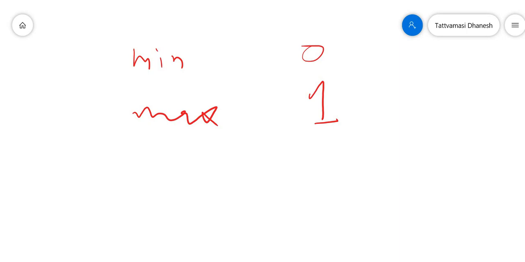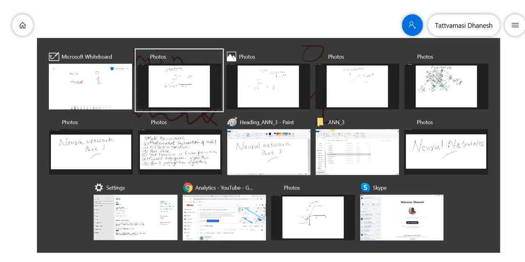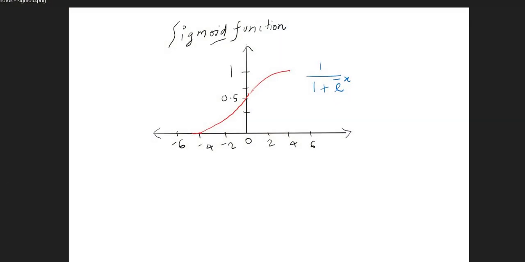So if you take the sigmoid function, the minimum value I can tell as 0, and the max is 1. In between 0 and 1 you can get any value. In the case of a sigmoid function, that's what you can see here. It varies from 0 to 1.